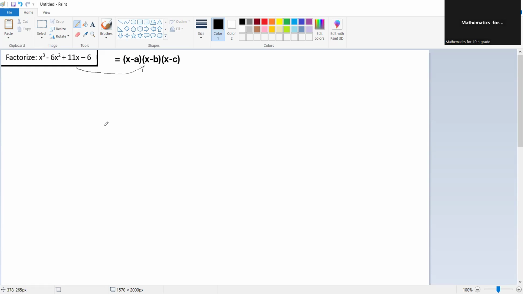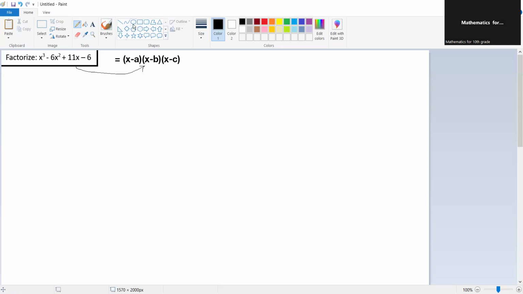We can find out the roots of a quadratic equation by the regular formula of minus b plus minus square root of b square minus 4ac upon 2a, or we can just split the middle term and find out the roots and we can factorize. But how to do it for a cubic equation?